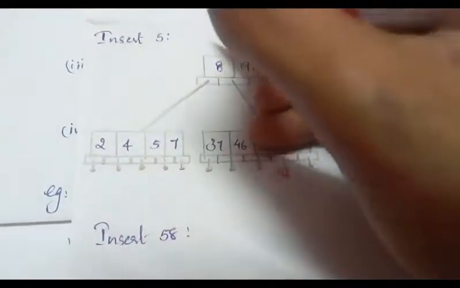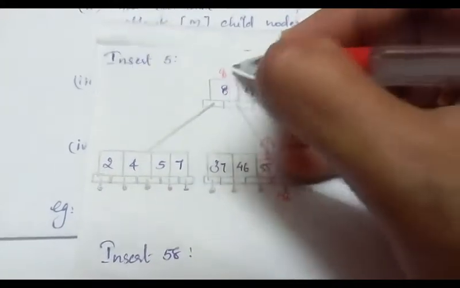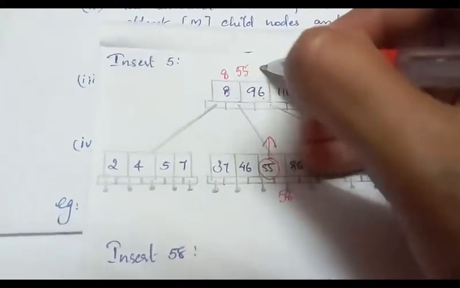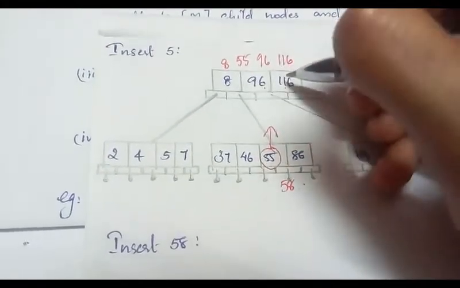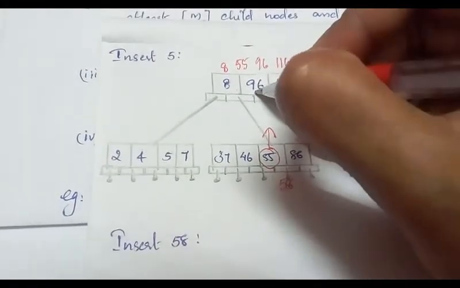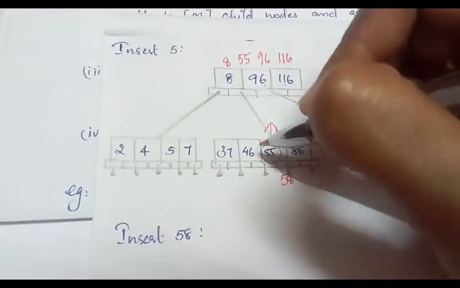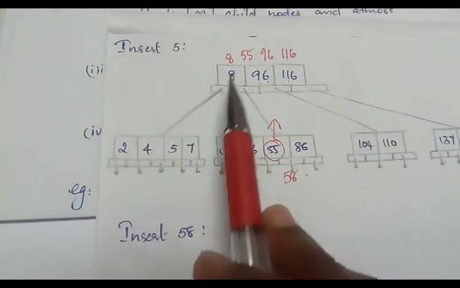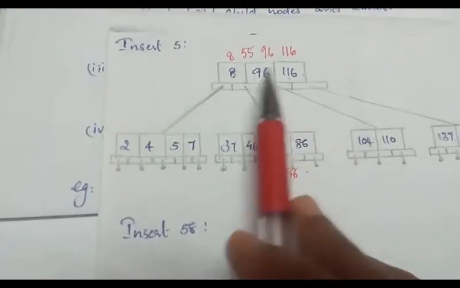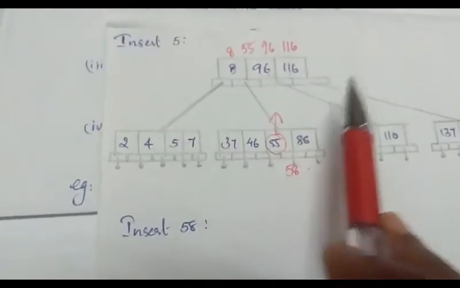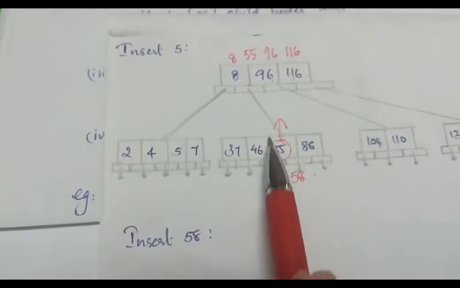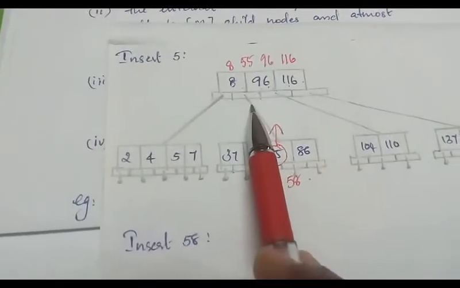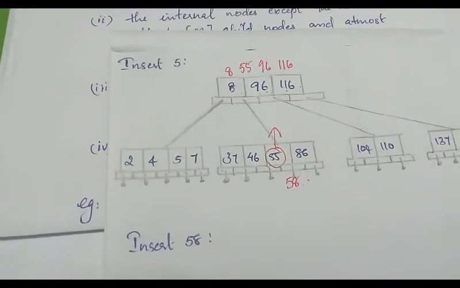So the parent node or the root node becomes 8, 55, 96, 116. So 4 key values will be included in the root, and then the child nodes. That is, if there are 4 key values in a node, then it should have 5 child nodes. That means this node will be split into 2 and it will be included here. Now the tree will look like this.